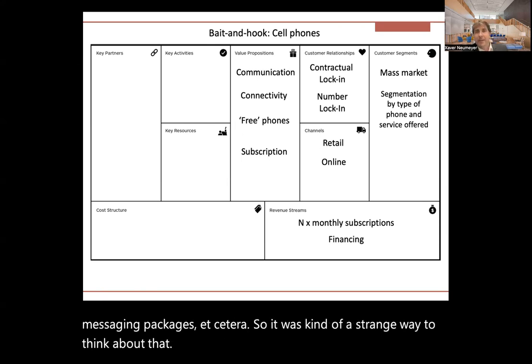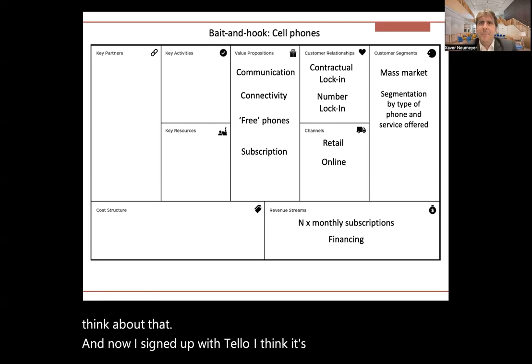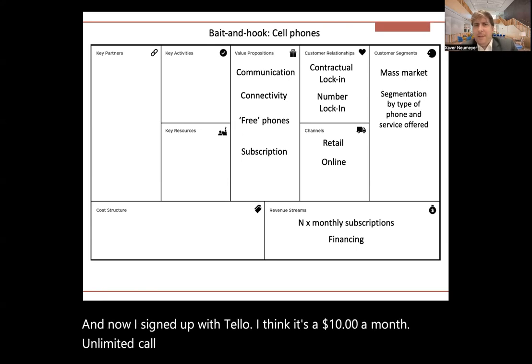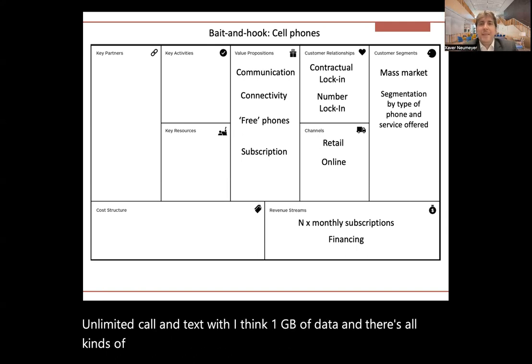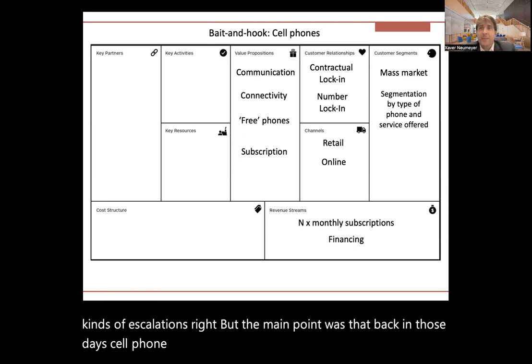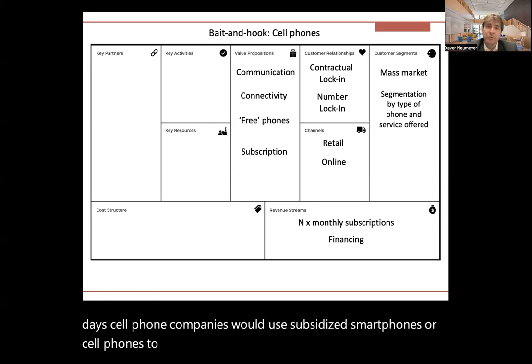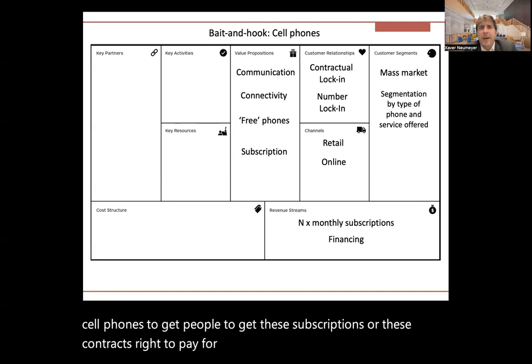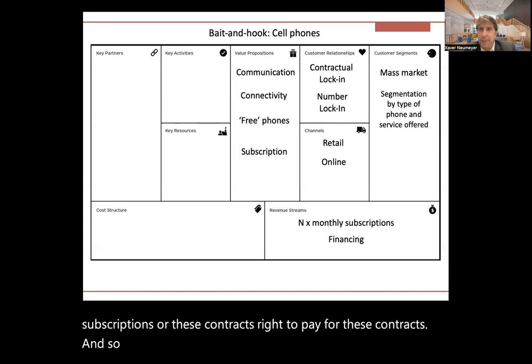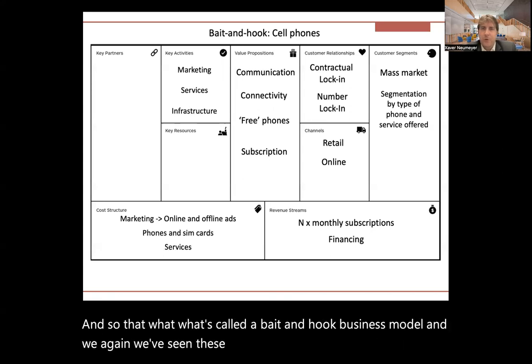And now, I signed up with Tello. I think it's $10 a month, unlimited call and text with, I think, 1 gigabyte of data. And there's all kinds of escalations, right? But the main point was that back in those days, cell phone companies would use subsidized smartphones or cell phones to get people to sign these subscriptions or contracts, right? To pay for these contracts. And that's what's called a bait and hook business model. And we've seen these in various versions.